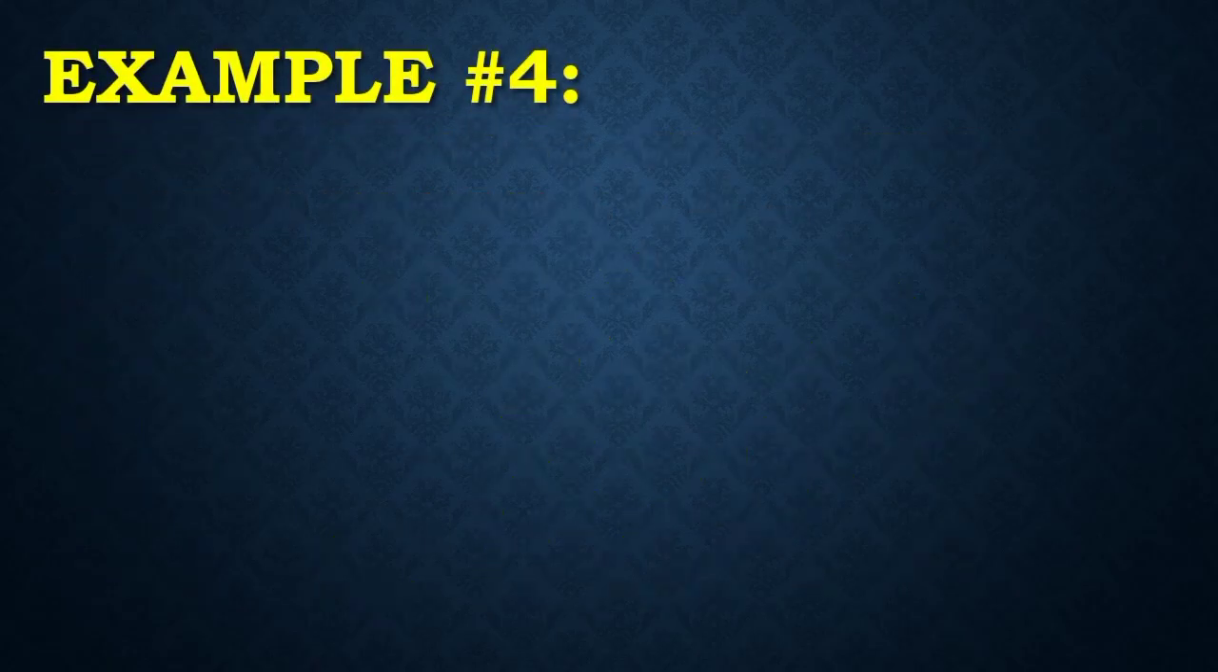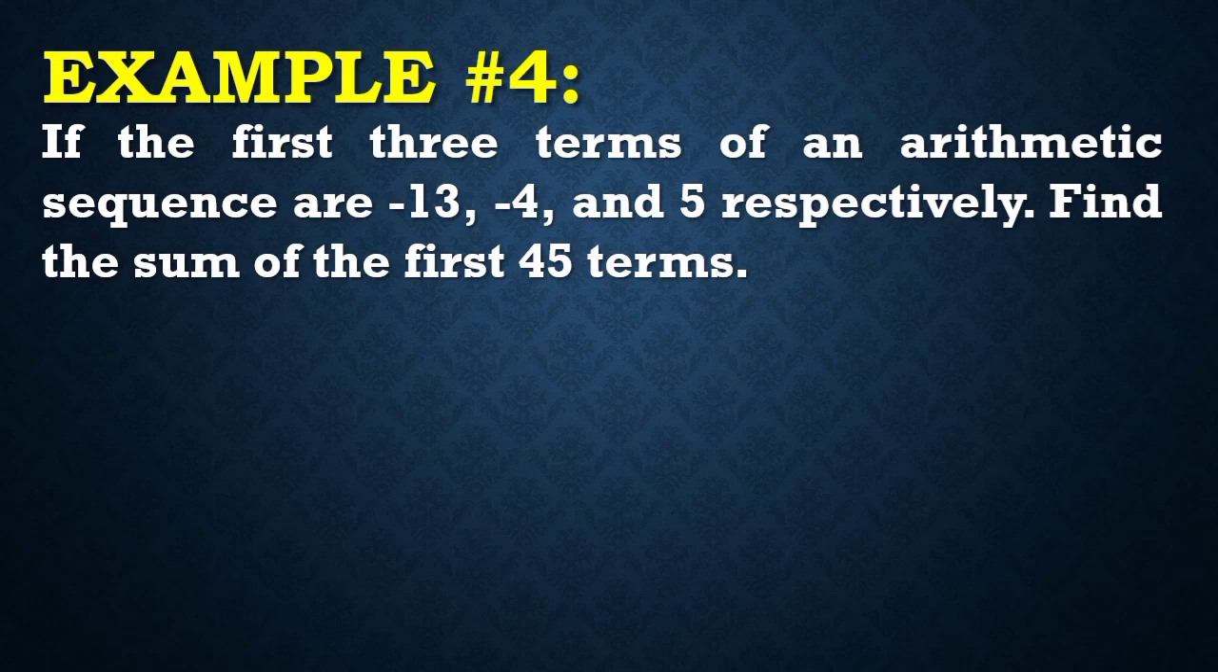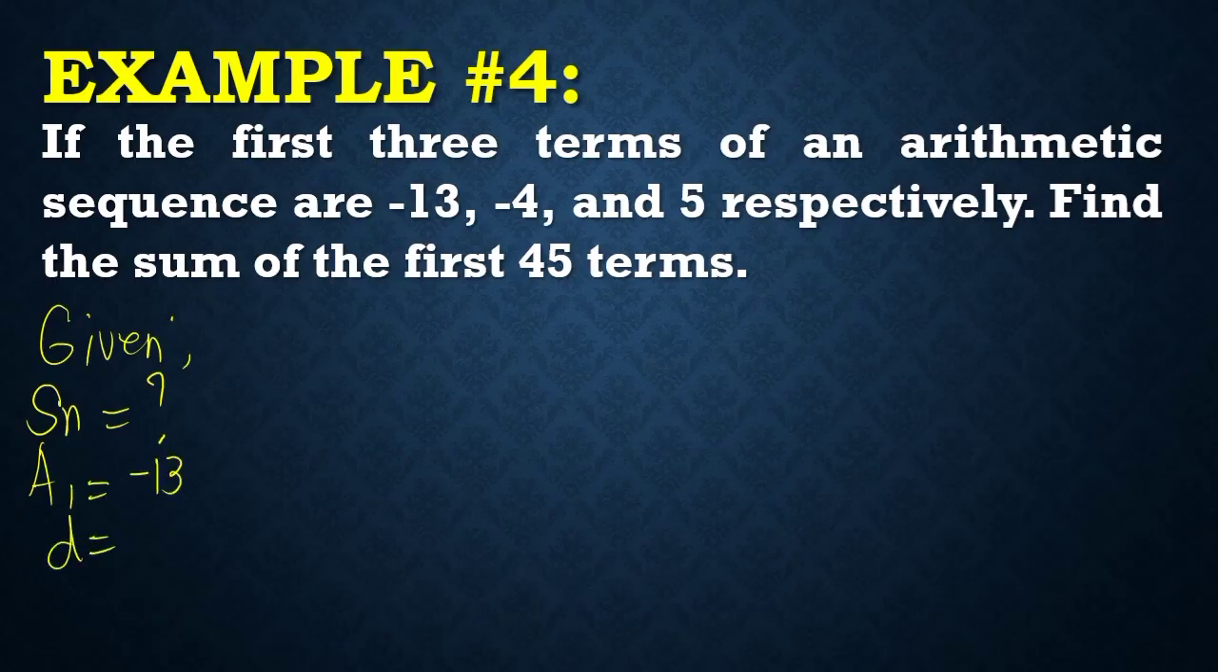Next, example number 4. If the first three terms of an arithmetic sequence are negative 13, negative 4, and 5, respectively, find the sum of the first 45 terms. Okay, from these given terms, makikita natin na ang common difference natin ay positive kasi increasing na siya. So what will be our given? S sub n is the unknown, and then a sub 1, the first term, is negative 13. The common difference is negative 4 minus negative 13, that is positive 9. And then, yung n natin is 45, since hinahanap natin yung sum ng first 45 terms.